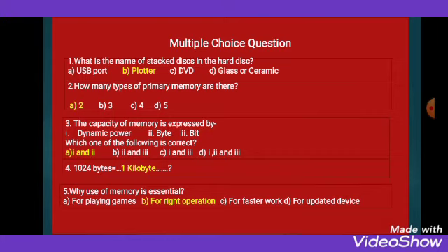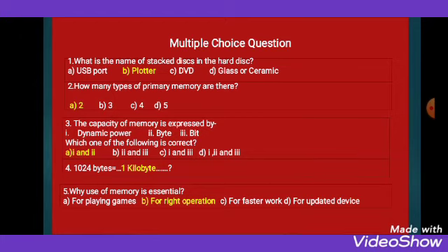Number 3, the capacity of memory is expressed by what? You see, what will be the correct answer? Option 1 is dynamic power, byte, option 3 is bit. Obviously dynamic power and byte is the correct answer. Then you see, 1024 bytes equal to how many kilobytes? It is 1 kilobyte. Number 5, why is the use of memory essential?